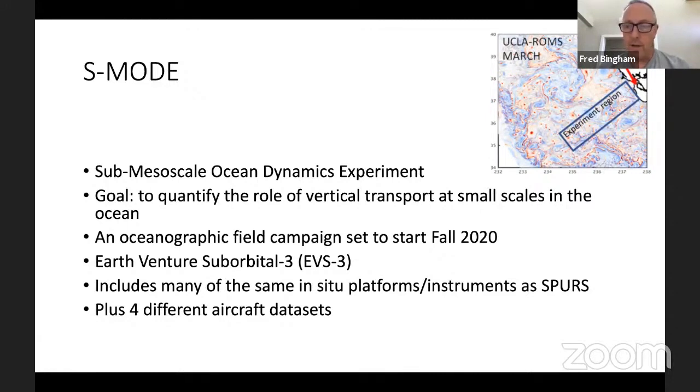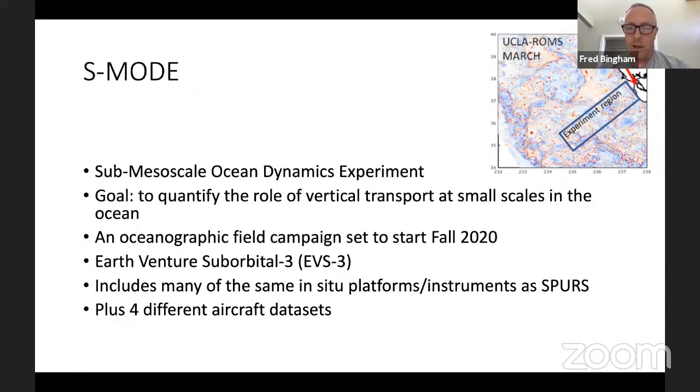So the current status is it's going to be going out in the fall. We'll see whether that actually happens or not, and how it might be modified given current events. This one is an Earth Venture Suborbital, so it's a much bigger deal than SPERS 1 and SPERS 2. There's a lot more money involved.